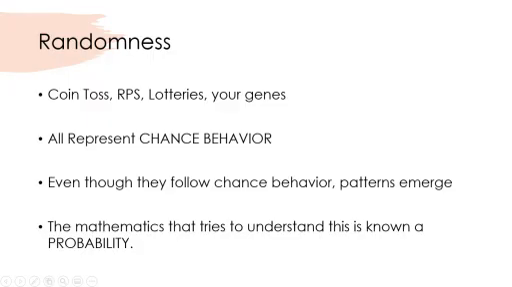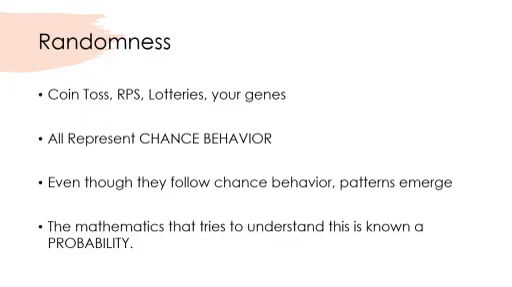All right, so first let's talk about randomness. Randomness is basically all around our world. Stuff from tossing a coin, rock, paper, scissors, lotteries, your genes. It's all randomness. It's not really planned out. These are represented by what's known as chance behavior, which we can't figure out because if you look at small samples, it cannot be determined what's going to happen next. If I flip a coin, you don't know if it's going to be heads or tails. There's no way for us to know for sure.